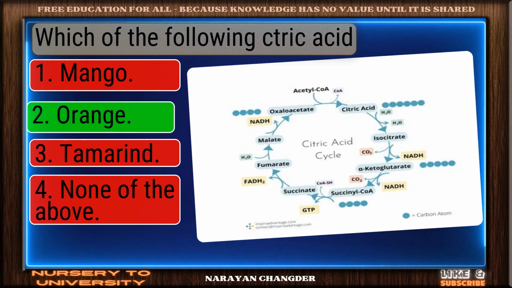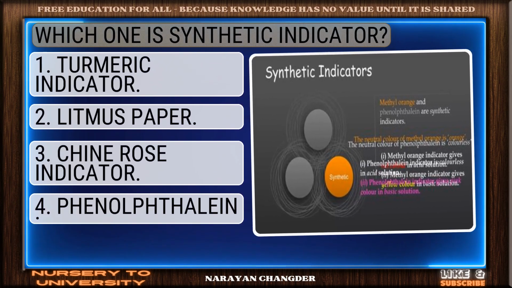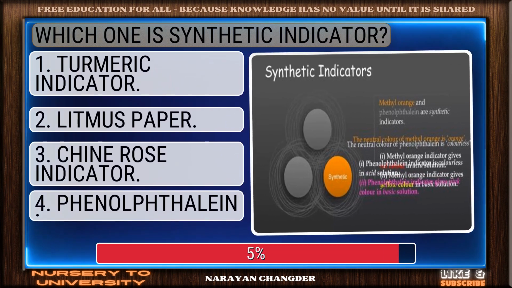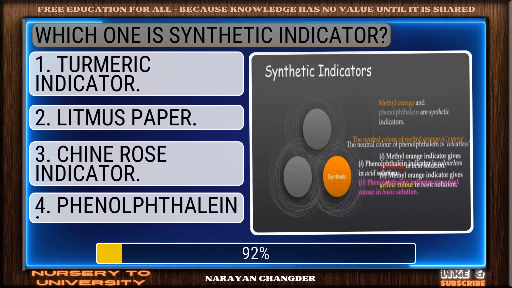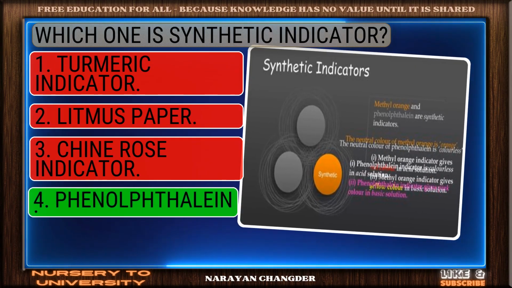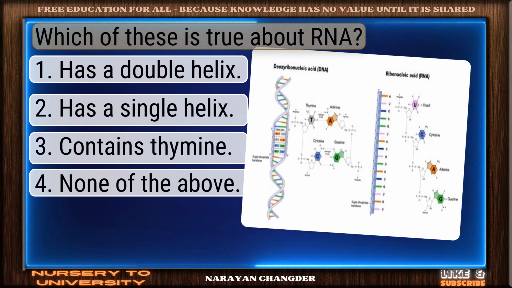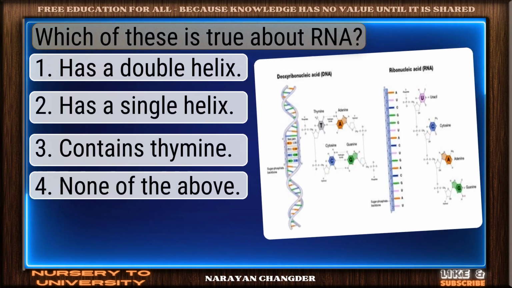Valid point. Orange is true. Question number 96. Which one is synthetic indicator? You chose phenolphthalein, and it is correct. Question number 97. Which of these is true about RNA?